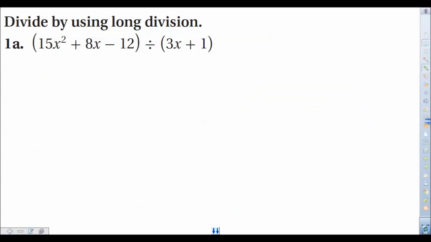So, I'm going to shut up for a few minutes here. I'd like you to try these problems, keeping in mind long division, and work together with your seat partner. And when you guys come back, we'll finish this lesson off with some synthetic division.